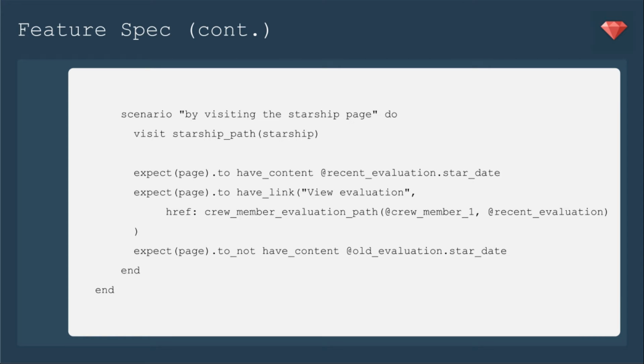Then the scenario, we visit the Starship page, and we expect to have the content recent evaluation start date. And we expect to have a link to view the evaluation that goes to that evaluation. And we expect the page not to have the content old evaluation start date. We want to make sure we're only seeing the recent ones.